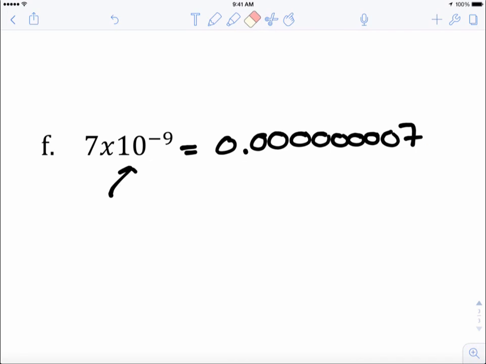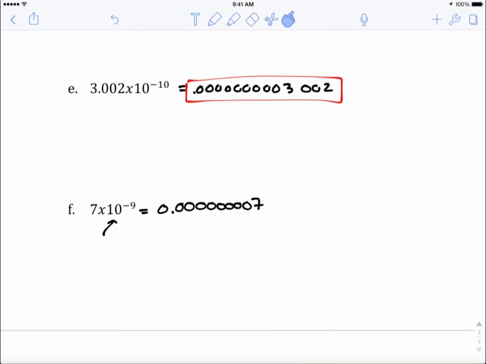So, woo, there's your introduction to scientific notation, kind of going back and forth between scientific notation and standard notation. So I hope you found it helpful, and I hope you enjoyed.